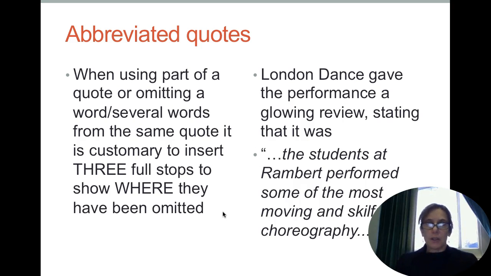Just another thing to draw your attention to, abbreviated quotes. So when you're using part of a quote or you're just taking out a few words, it's normal to put in this, the 3 dots, sometimes called an ellipsis. But the 3 dots show us that something's been taken out. So this quote here, we don't know what the rest of the quote was, but the bit that's been selected is the students at Rambert performed some of the most moving and skillful choreography, and that's true.